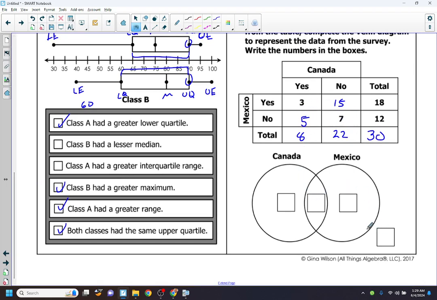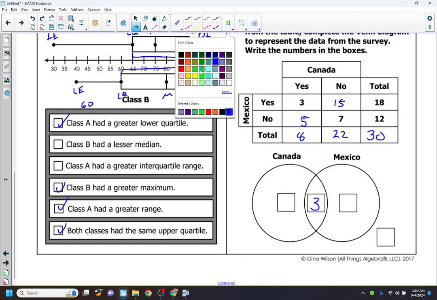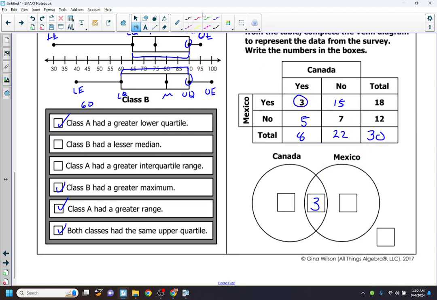The people, we'll do the intersection first. So this box in the middle must be the people who said Canada and Mexico. So the people who said both Canada and Mexico is 3. That's over here. Let's just put that there. That's 3, okay? Then I want the people who said no to both things. Who said no to both things, both Canada and Mexico, is 7. So that's going to be out here.